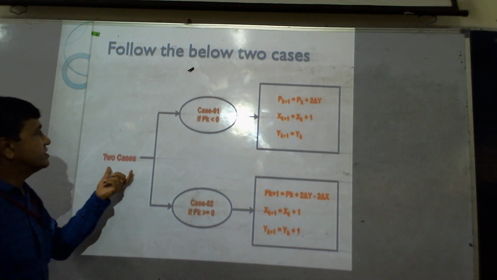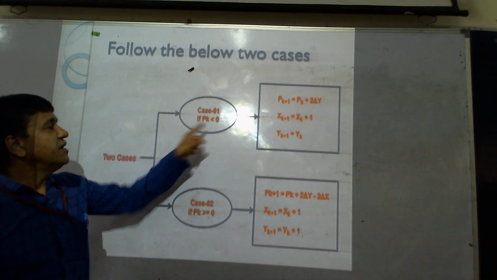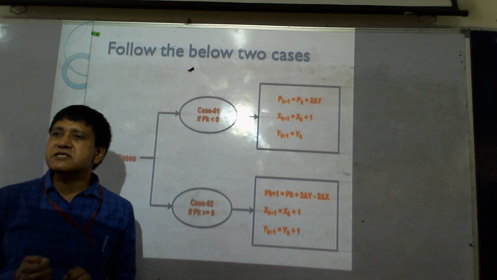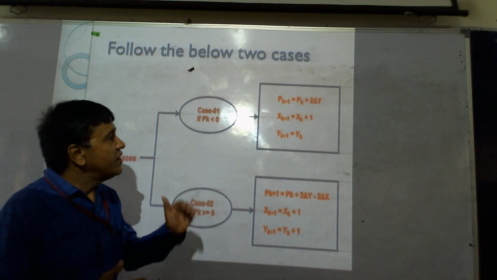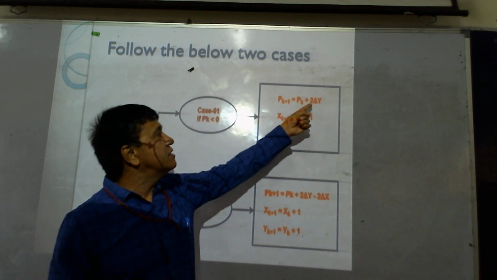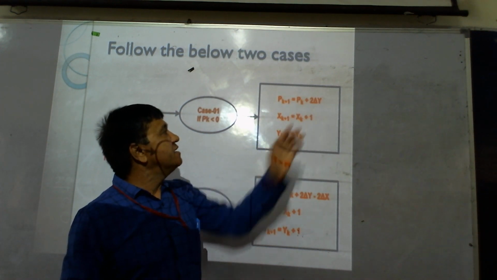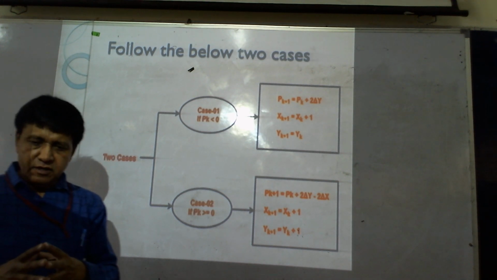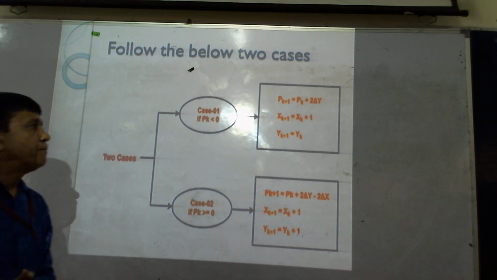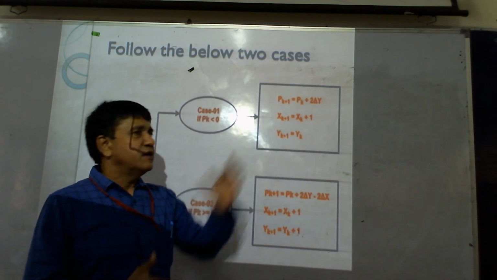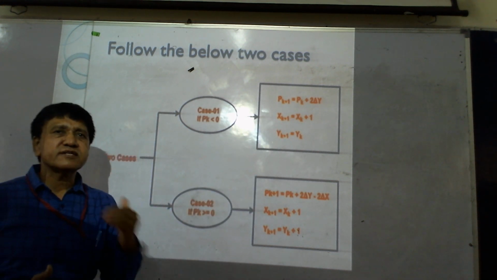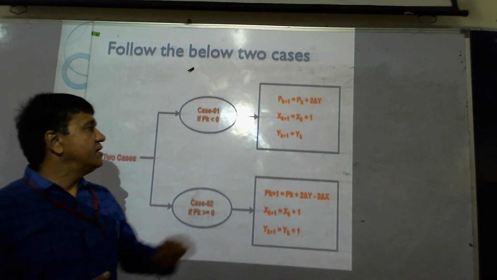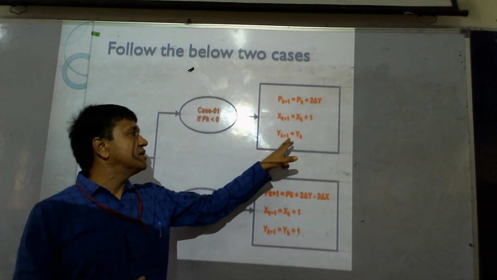See, there are two cases. If pk is less than 0, meaning the decision parameter is less than 0, then we calculate pk plus 1 equal to pk plus 2 delta y, the decision parameter for the next coordinates. And xk plus 1, the value on the x-axis, is calculated by this equation, and the yk value is calculated by this equation.